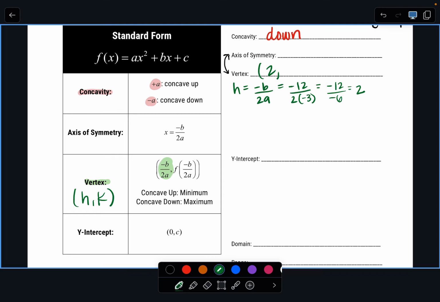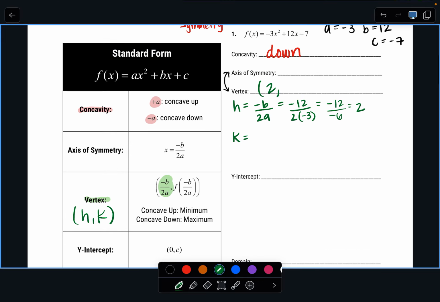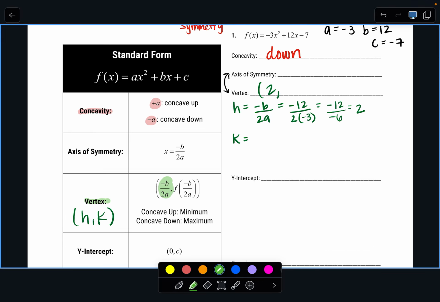Now this is the part where you will have to do a little bit more algebra than normal. To find k, I'm going to take the original equation, -3x² + 12x - 7, and everywhere there is an x, I'm going to plug in 2, because that's the x value that I currently have. So -3(2)², I'll scroll up in a second once I write it down, + 12 times 2 - 7.